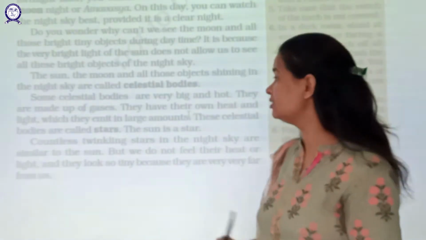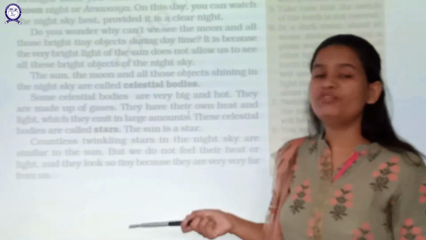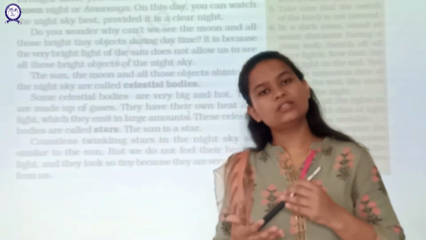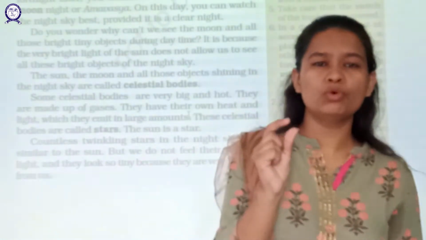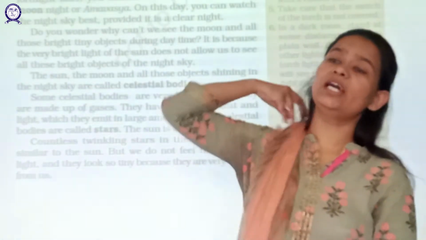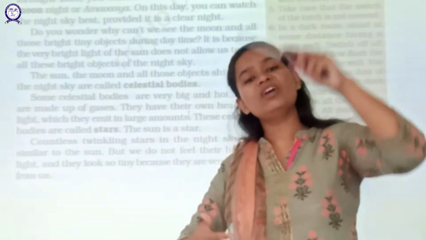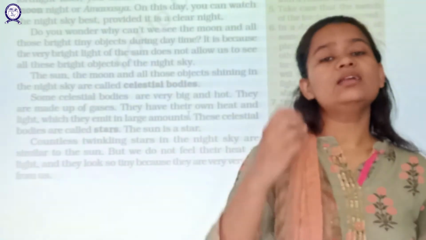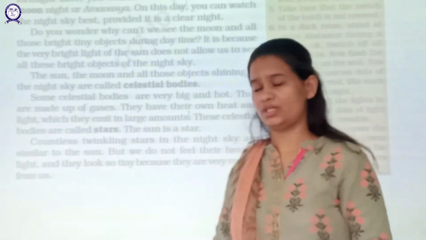Now what are stars? Stars are celestial bodies which are very big and hot. If we are seeing stars from the earth, we see that the size of the star is small. The size of the star is not small, they are not tiny, they are very large. The thing is, stars are very far away from the earth and that is why their size appears very small or very tiny to us.